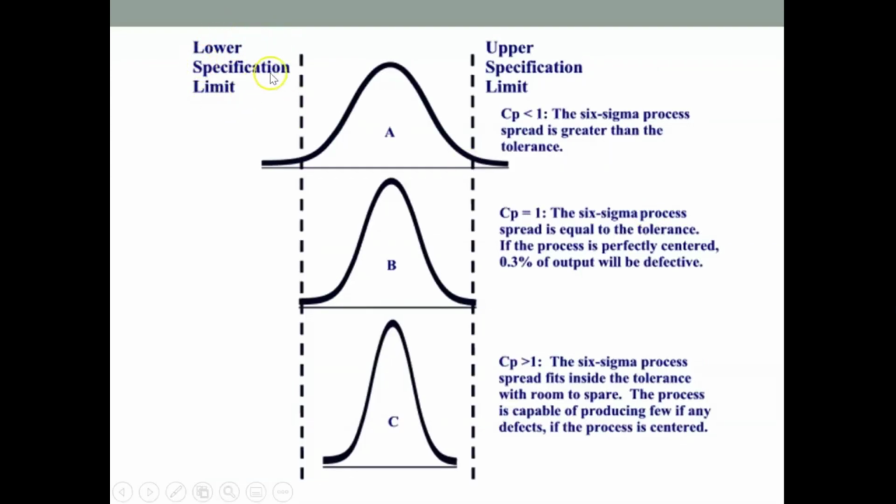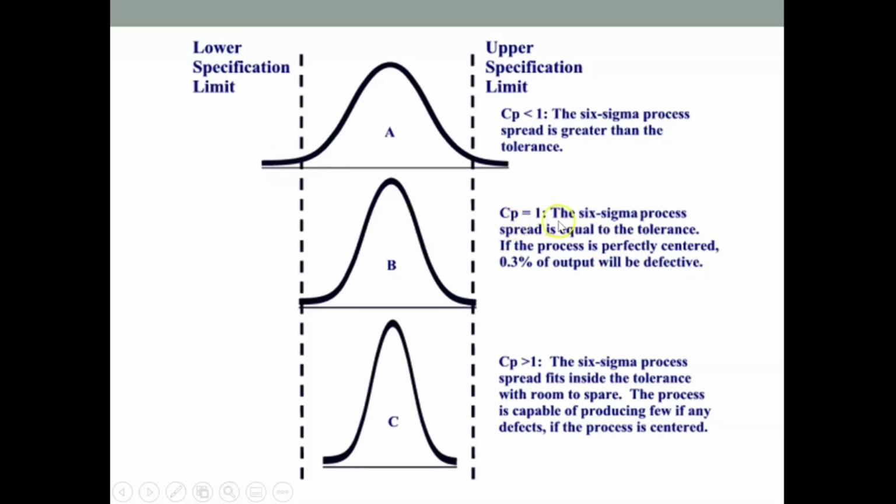We have a lower specification limit down along here, and we've got our upper specification limit. That is set by our specifications, by our regulations, by our process, by our validation team, by our equipment. When we do our calculation for our CP, if our CP is less than 1, the Six Sigma process spread is greater than the tolerance. So you see quite an amount of our process is outside of our upper and our lower specification limits.